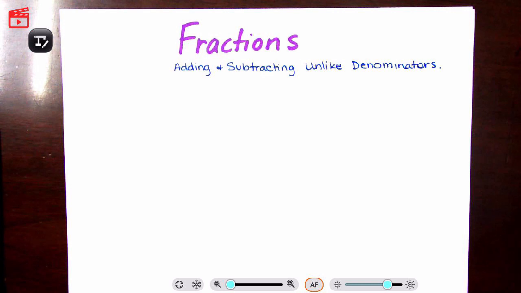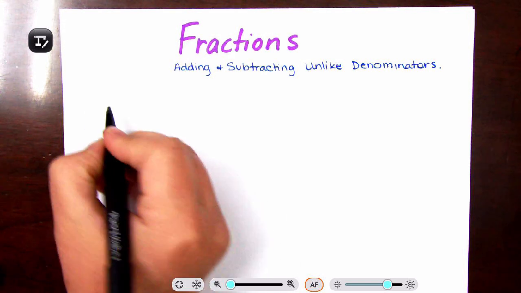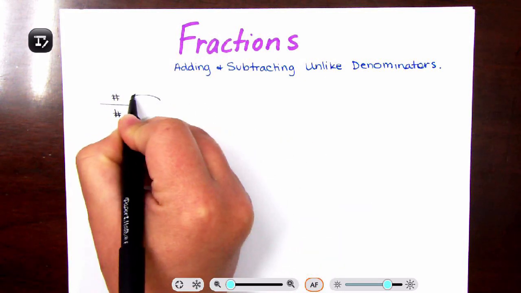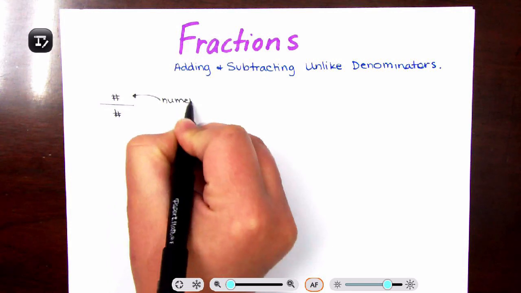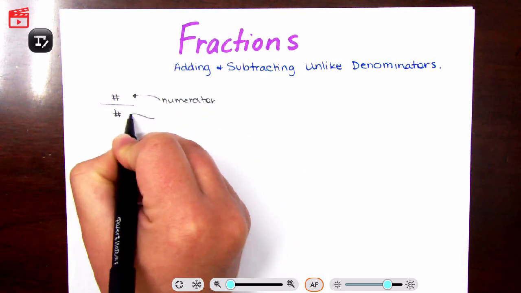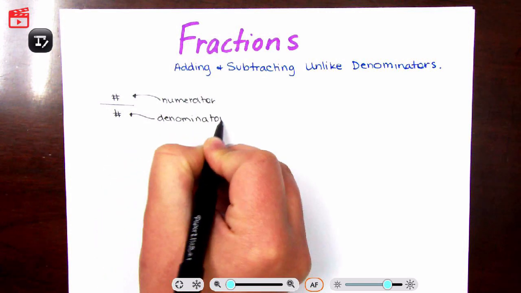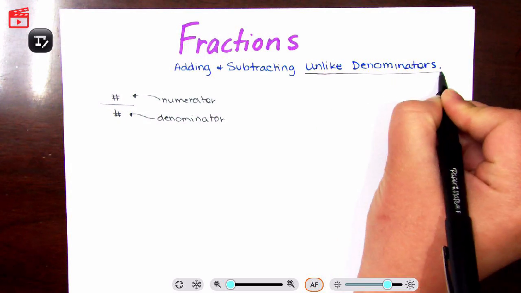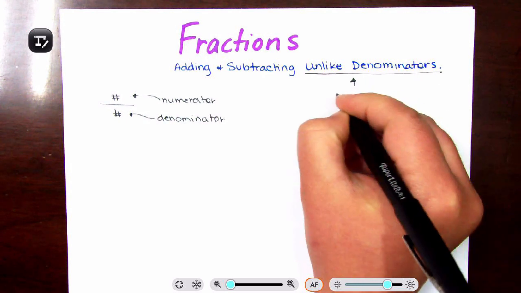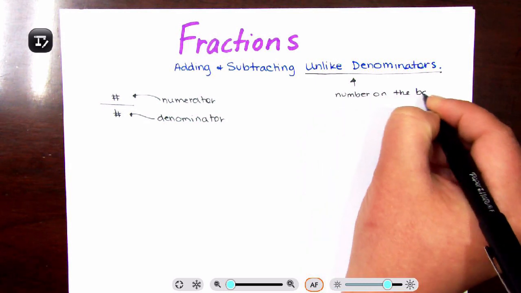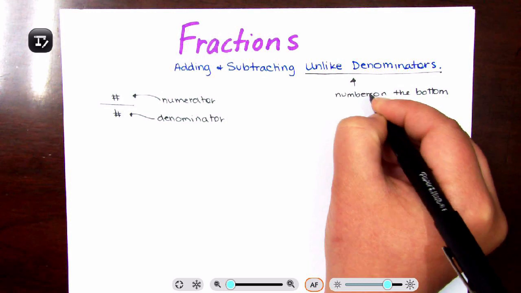In this video, we are talking about adding and subtracting fractions with unlike denominators. So let's review just a little bit. A fraction has a number on top and a number on the bottom. The number on top is called the numerator, and the number on the bottom is called the denominator. So when we are talking about unlike denominators, that means that the numbers on the bottom are different.